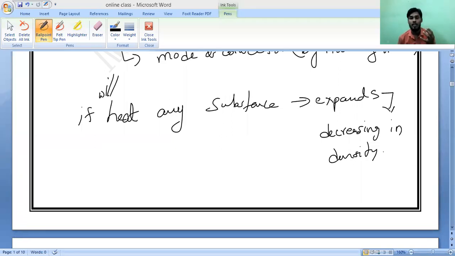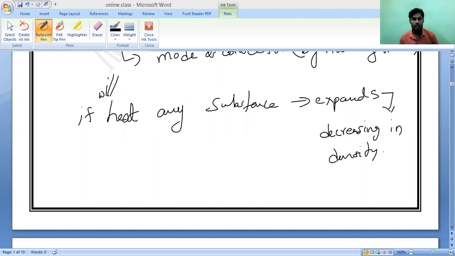So if you keep the heater in just one part of the room, it will transfer the heat by convection. Convection through what? Convection through air. Is it yes or no? Yes, sir.